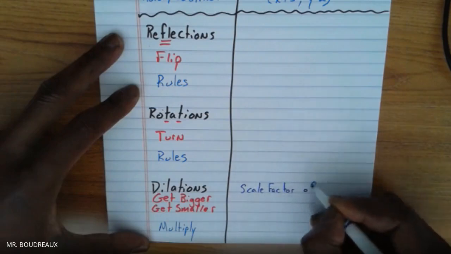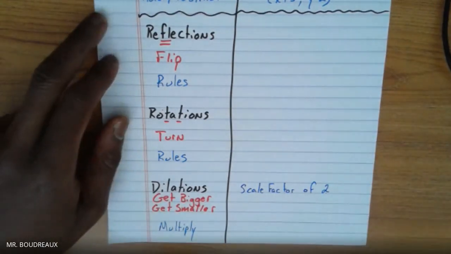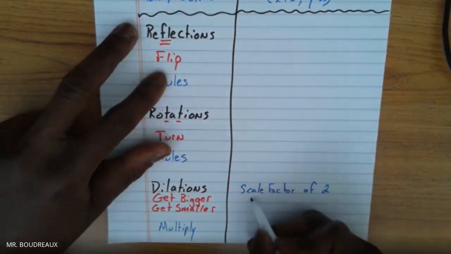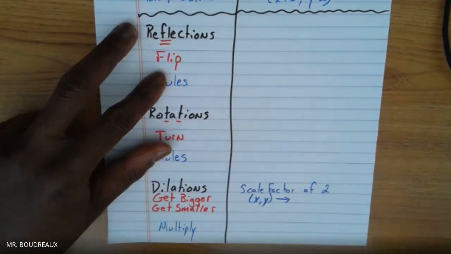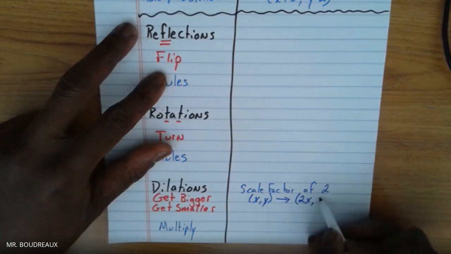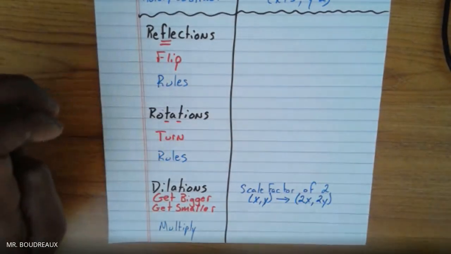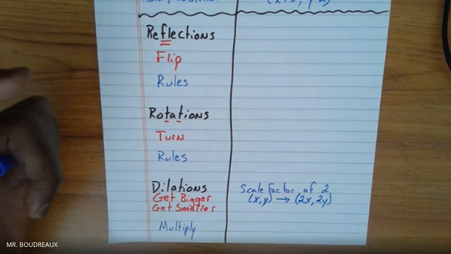A scale factor of 2. What that means is we have to get bigger by 2. You'll see your original point, and it's always going to have this arrow right here. Then the algebraic expression would be I'm multiplying by 2: 2 times X, 2 times my Y. Simple. That's it. That's your algebraic expression for a scale factor of 2, and that means get bigger.